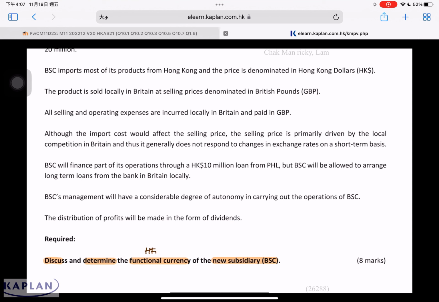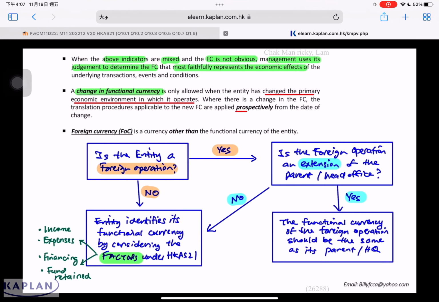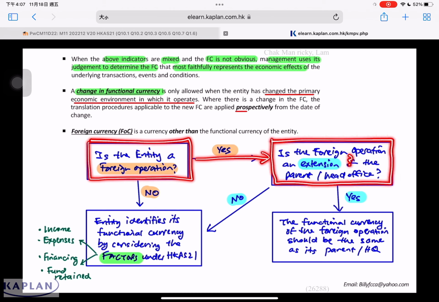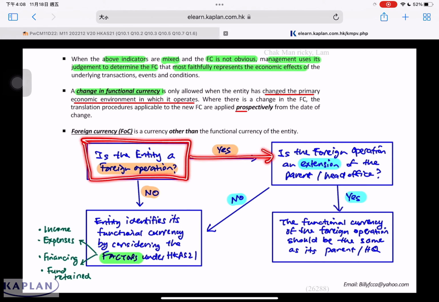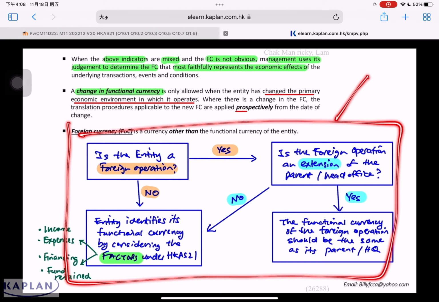Here you must apply HKAS 21. You have to consider this. We are talking about what's the functional currency of the entity. Is the entity a foreign operation? If the answer is no, straightforward. If the answer is yes, is the foreign operation an extension of the parent company or investor? If the answer is yes, the functional currency of the foreign operation should be the same as the investor or parent. Foreign operations, but not extensions, then the foreign operation has to decide what's the functional currency by considering the factors given under HKAS 21. The discussion should be somewhere here.